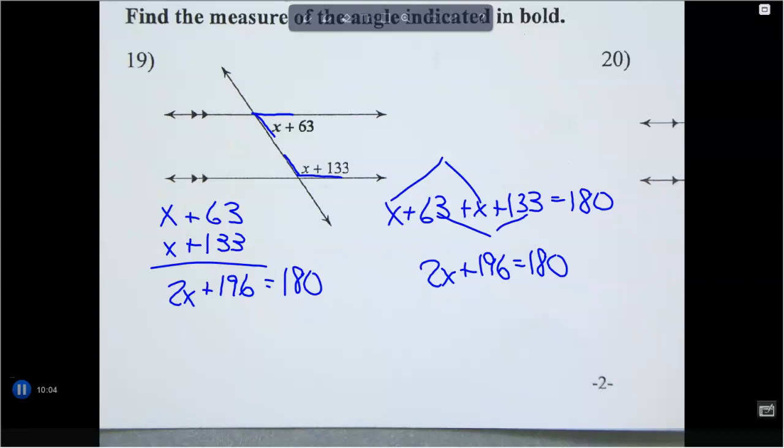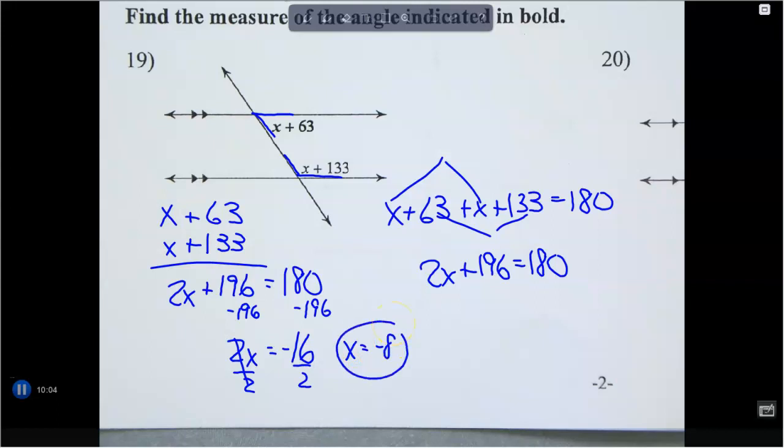How many of you like the verse? You stack them up and down like this. So now I'm going to subtract 196. So 2x equals negative 16. Nobody talking, please. And then divide by 2, right? So I get negative 8.